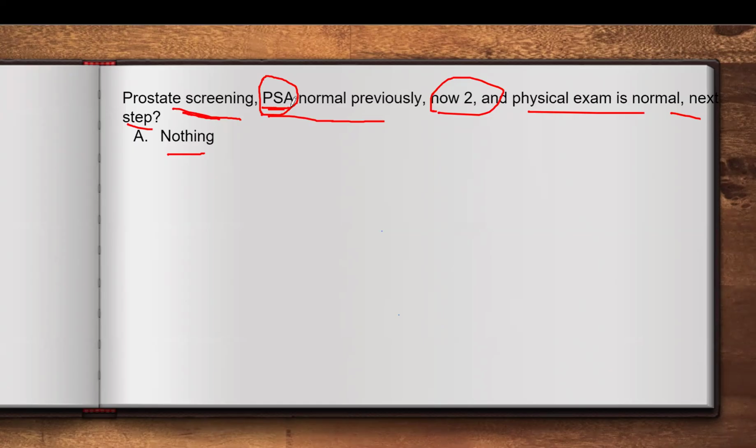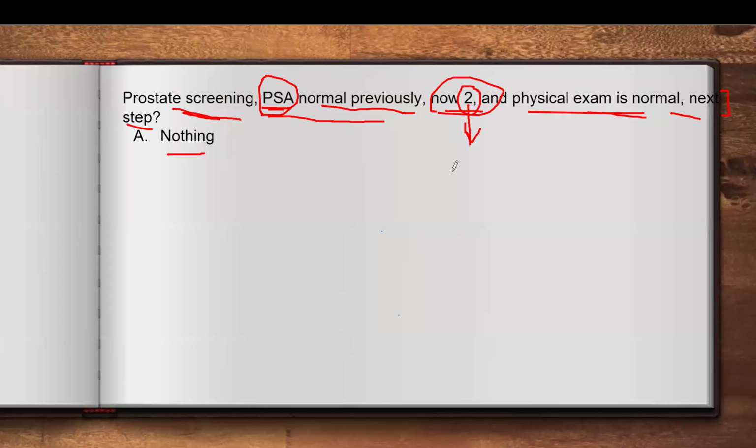Otherwise, in the normal population, you do not recommend PSA screening. Now this scenario says that the patient gave the informed consent and has been having PSA regularly. Previously it was normal and now it is 2, and the physical exam is normal. So what do we do? 2 is also considered a normal PSA. If it was more than 3, then we would have gone for further investigations.